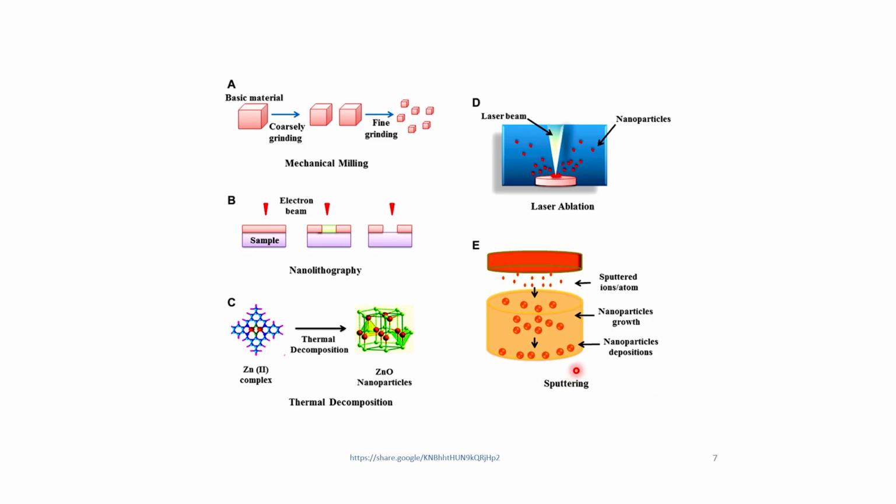Or there may be sputtering. So what does sputtering mean? Some high energy gas like argon is put onto a substrate material and atoms are sputtered out of it. The materials are deposited over here, nanoparticles, and they grow here.